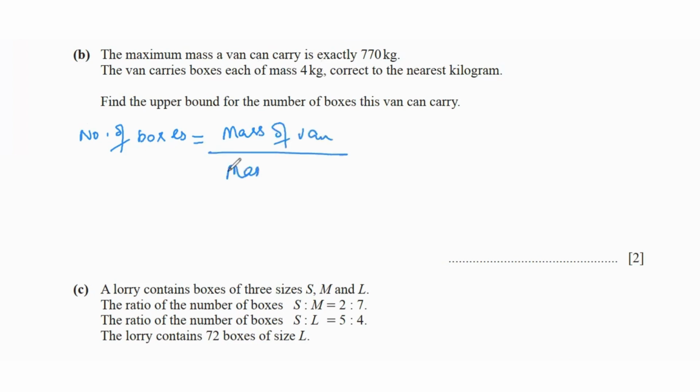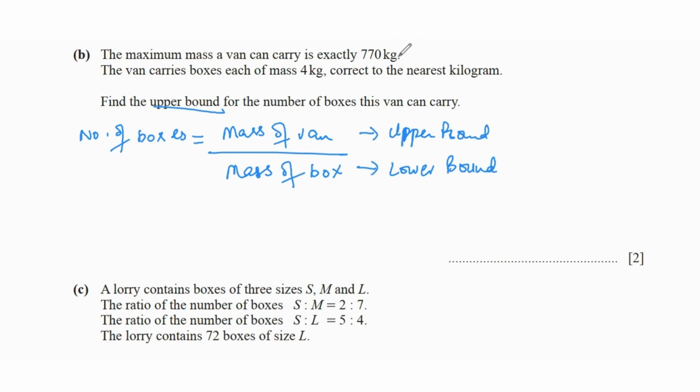Mass of van over mass of box. Now, since we're trying to find the upper bound in division, the numerator will be upper bound and the denominator will be lower bound. Both the quantities will not be upper bound. The reason why only the numerator is upper bound is because upper bound is the maximum value. And in division, you can only get the maximum value if your numerator is bigger than the denominator. That is exactly why only the mass of van will be used as the upper bound and mass of box will be used as the lower bound.